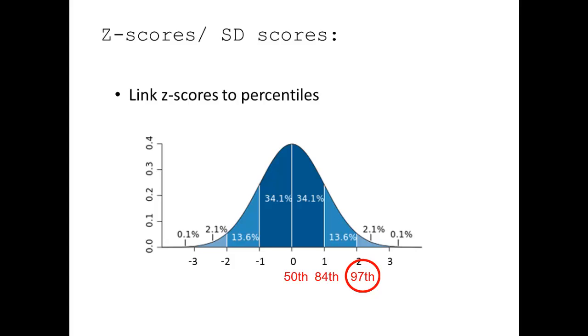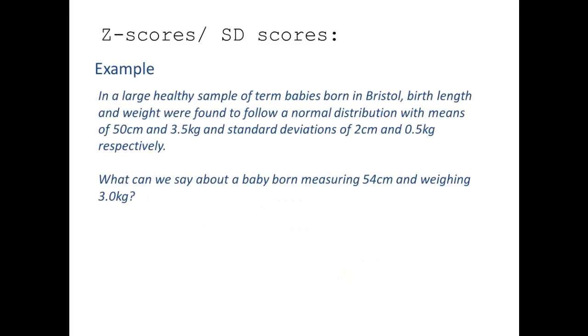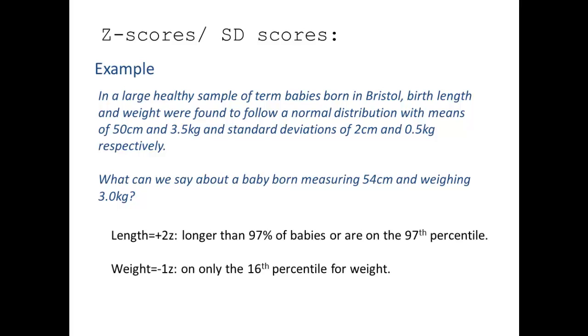So an example, in a large healthy sample of term babies born in Bristol, birth length and weight were found to follow a normal distribution with means of 50 centimetres and 3.5 kilograms and standard deviations of 2 centimetres and half a kilogram respectively. So what can we say about a baby born measuring 54 centimetres and weighing 3 kilograms? Well, this would give z-scores of +2 and -1 for length and weight respectively.